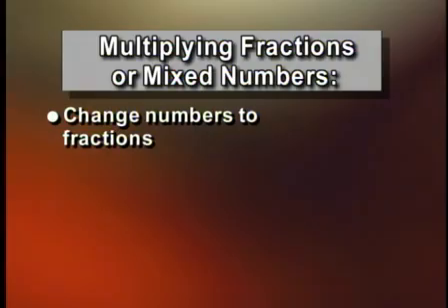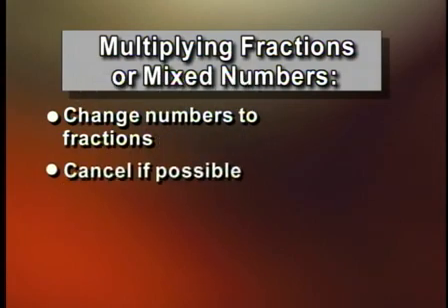The first step is to change the numbers to fractions, because once we change it to fractions, then we can deal with all the other steps. We don't have to worry about multiplying various parts of numbers. Cancel if possible, because we cannot always cancel, because sometimes we have numbers that cannot be reduced. Multiply, numerator times numerator, denominator times denominator. And you know why we do that. I may ask you about that later on.